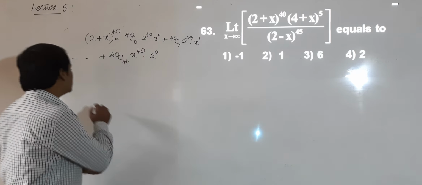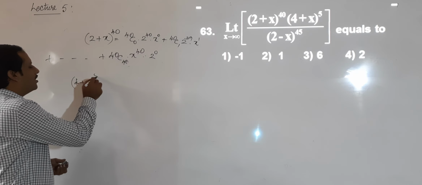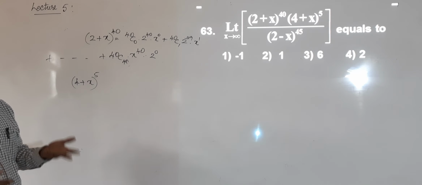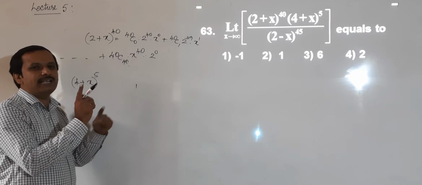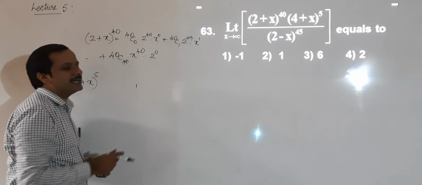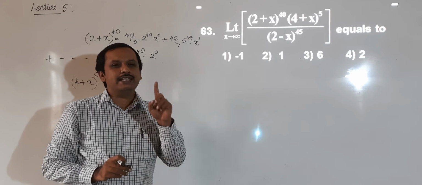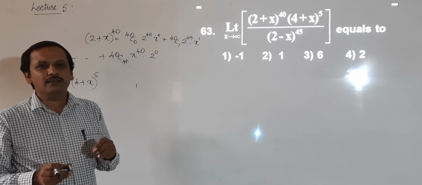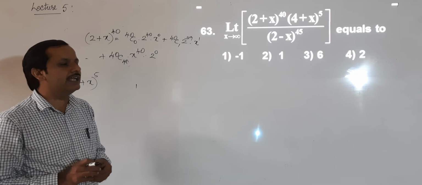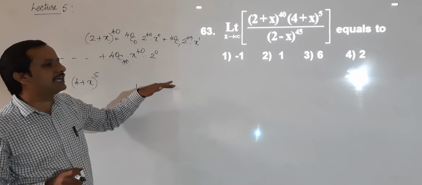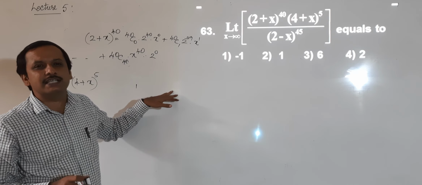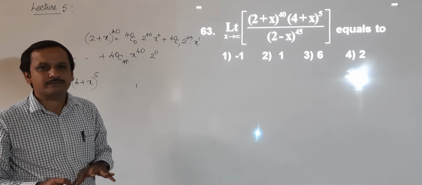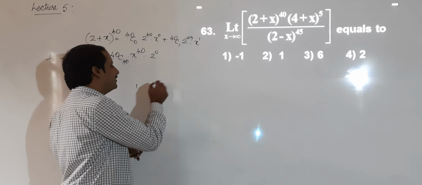Okay. Now we look at (4 plus x) whole power 5. When I expand it, I am going to get a polynomial of degree 5 and the coefficient of x power 5 is 1. So when I multiply, in the first expansion the highest power of x is 40. In the second expansion, the highest power of x is 5. So we will get another polynomial of degree 45, because here I have x power 40, there I have x power 5. Its product will give us x power 45. So numerator is a polynomial of degree 45. Okay, and the coefficient of x power 45 is 1.